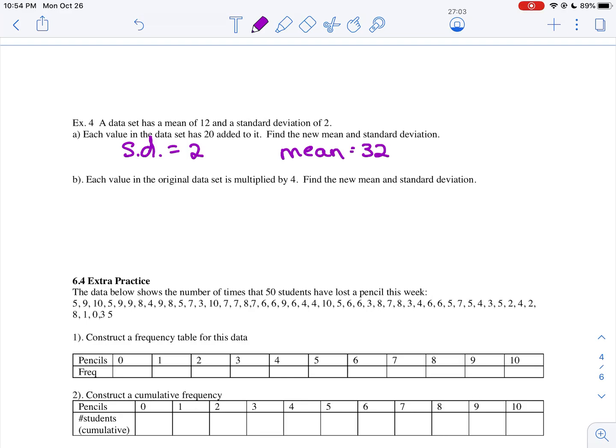Each value in the original data set is multiplied by 4. So we're coming back up here. Find the new mean and the new standard deviation. Well, the mean has been multiplied by 4, so that's now 48. But because I did multiplying, the standard deviation is in fact multiplied by 4 as well. All right, that ends the video.